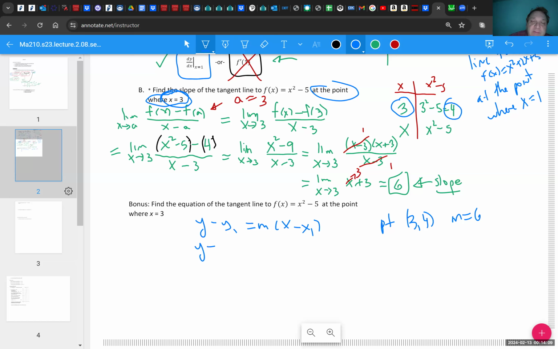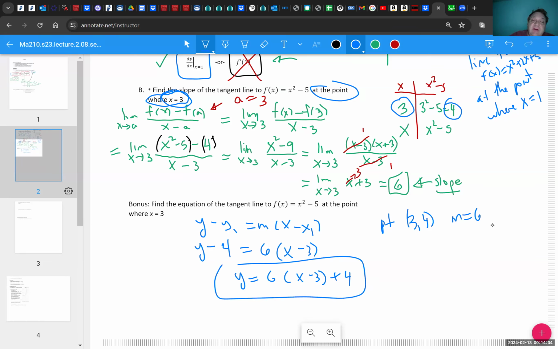The y value is 4, and the x value is 3. And it's considered good manners to write the 4 on the other side. And if you wish, you could multiply this out as well. Up to you. All right, so that would be the equation of the tangent line to the function x squared minus 5 at the point where x equals 3.